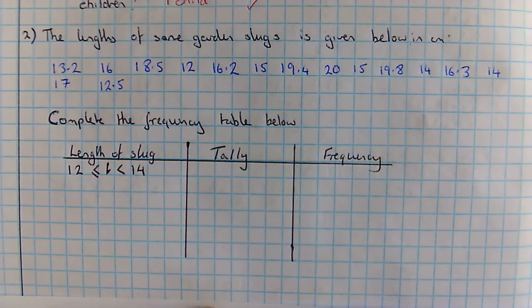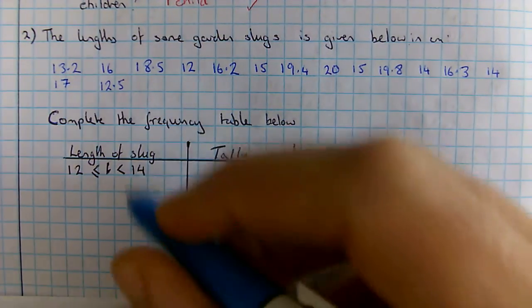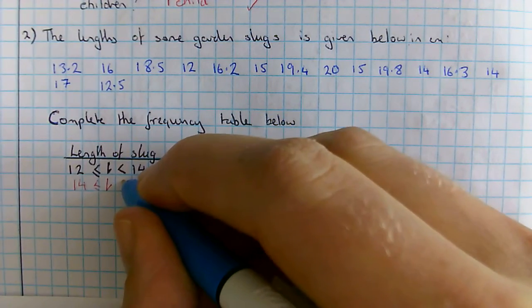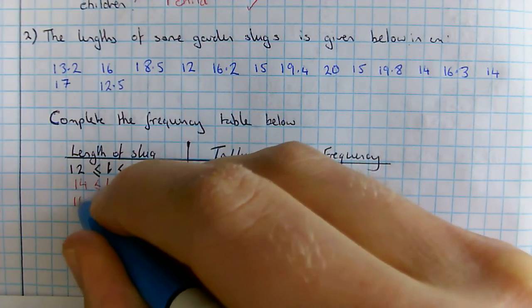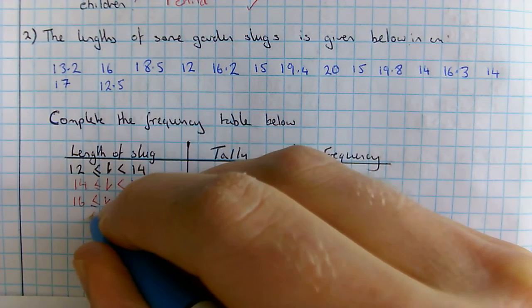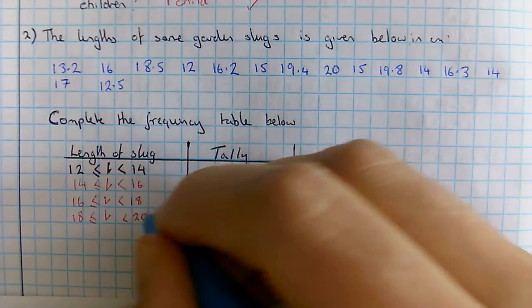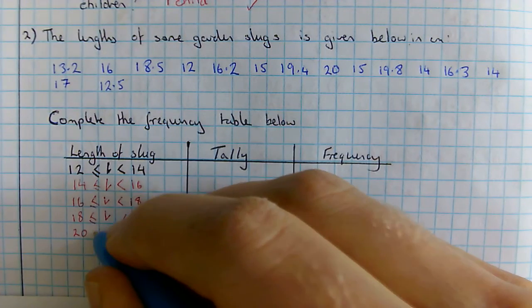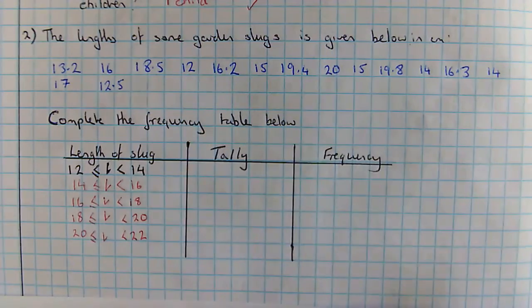For question 2, we just need to continue our class intervals. There, the width is 2 centimetres from 12 to 14, so the next one's going to have to go from 14 to 16. Making sure we've got our inequality symbols correct. The length goes from 16 to 18. The length goes from 18 up to 20. And my longest slug is 20 centimetres, so I'm going to need to do another one which goes up from 20 up to 22.